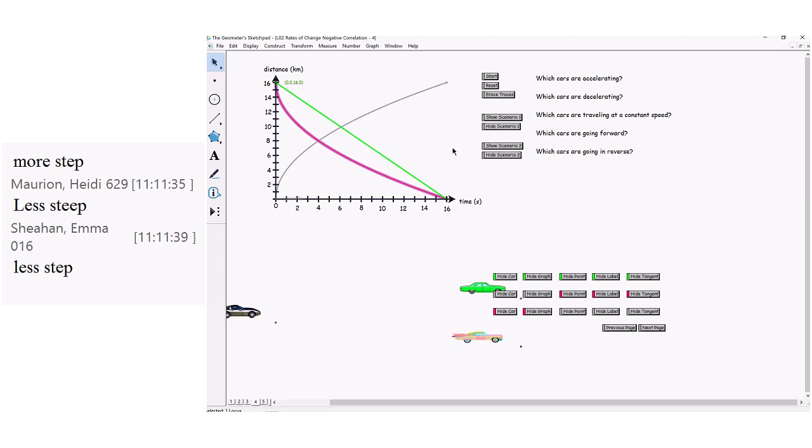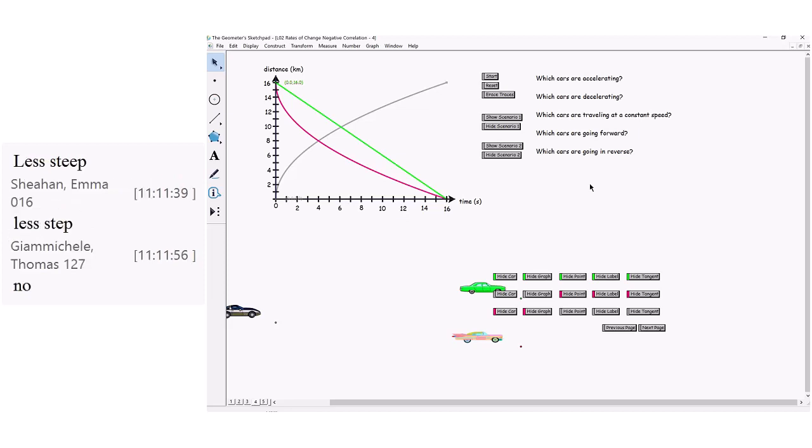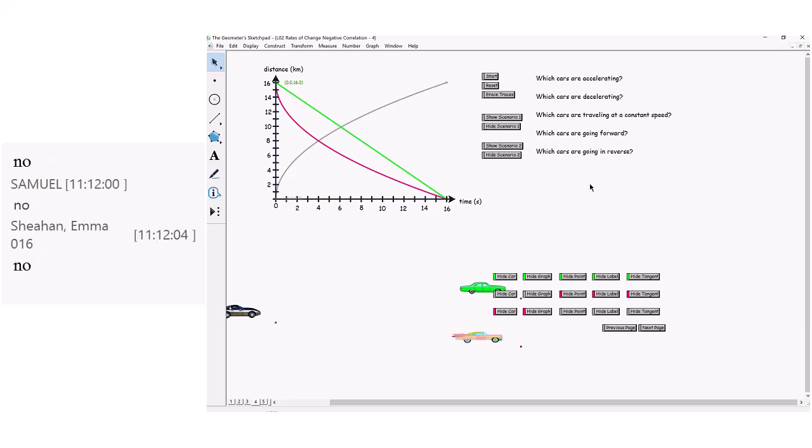Okay, so what does less steep mean now? I'm going to ask you, are any of those cars accelerating? We were looking for a curve that got more steep. Did any of the curves get more steep? Okay, I see Thomas's reply. What's everybody else thinking? Are any of those curves getting more steep? Okay, so then none of the curves are accelerating because none of the curves were getting more steep. Are any of the curves getting less steep? If so, we have deceleration. So which cars would be decelerating?